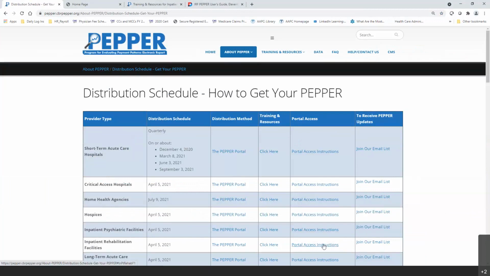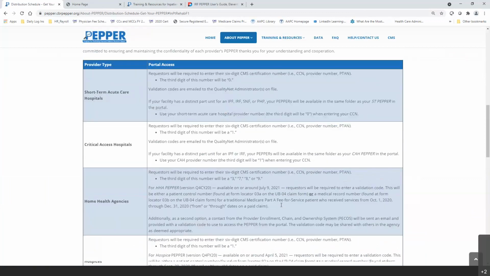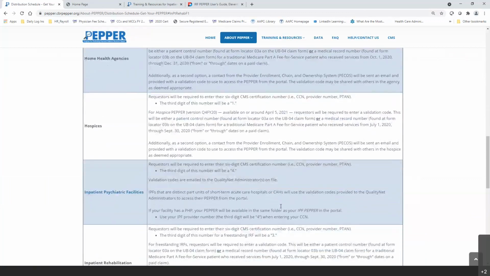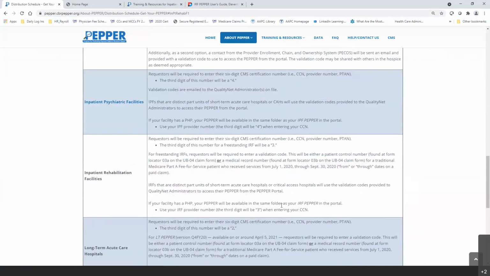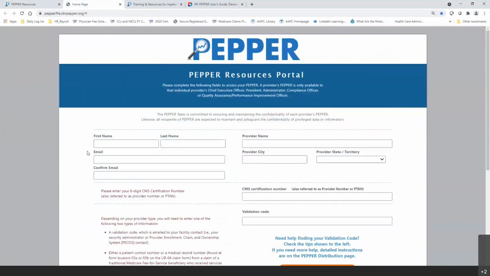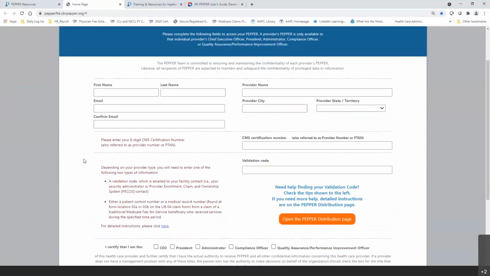I will go through some information about your validation code here in just a moment as well. But that information is also listed here. Everything is just a click away. So don't be afraid to go to that homepage and find your facility type and click to see where you can get that information about your Pepper and about how to navigate the portal. On the portal, you are asked to provide your information, the provider information.